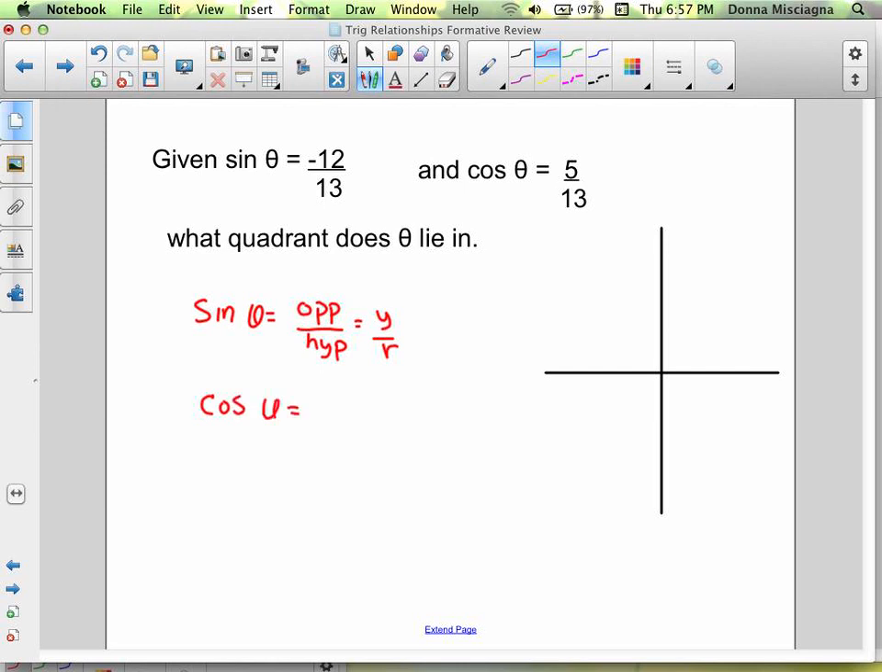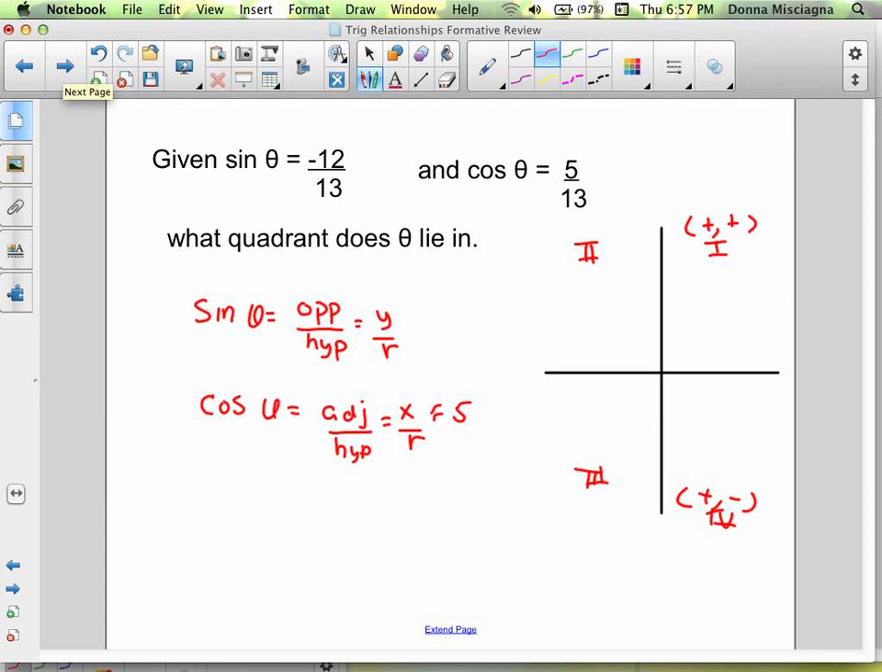Cosine theta is adjacent over hypotenuse. That's x over r. R is always positive. X and y can be positive or negative. So notice that the adjacent side, which is 5, is positive. Well, where will x be positive? It'll be positive in the first quadrant, where x and y are positive, and it'll be positive in the 4th quadrant. I should probably label the quadrants. This is quadrant 1, quadrant 2, quadrant 3 and quadrant 4.